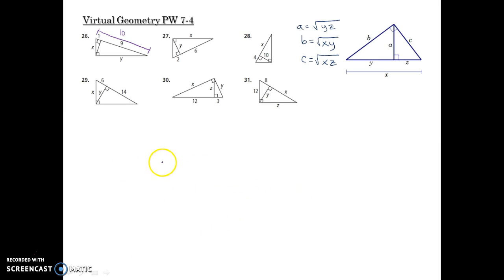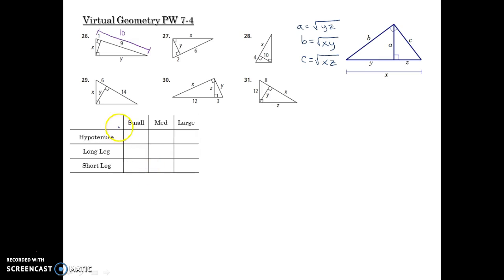now I'm going to show you a way to do this type of problem even if you don't remember any of the theorems. Basically what you can do is you can look at the small right triangle, the medium right triangle, and then the large right triangle, and make a little grid of all their lengths. So the small right triangle, the hypotenuse is C, the long leg is A, and the short leg is Z.